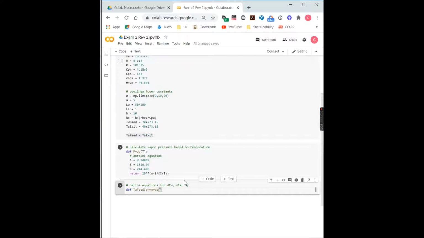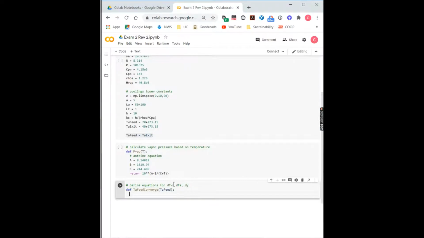So we define a function for looking at the convergence between our guessed temperature of the air feed and our calculated temperature of the air feed based on our initial guess for the air feed temperature. In order to perform these calculations, we'll need to know what the mass flow of the air being fed into the column is based on our feed temperature.